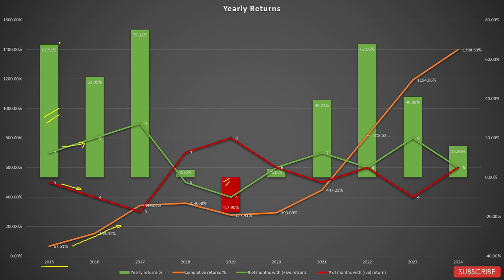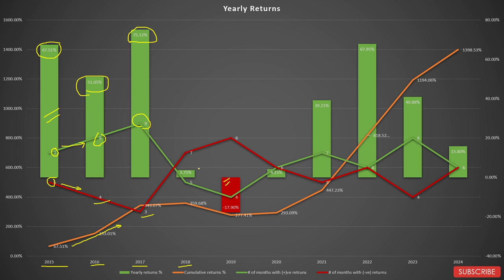2015 was a very good year for this sector. This sector managed to give returns of 67.51% average returns in 2015, with 7 positive months and 5 negative months. 2016 too was a very good year for this sector with 51.05% returns, with 8 positive months and 4 negative months. 2017 was even better than the previous 2 years, and the sector managed to give returns of 75.12% with 9 positive months and 3 negative months.